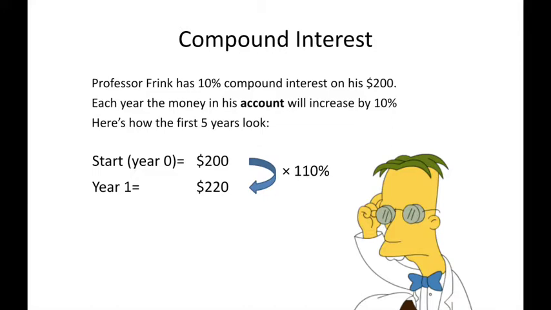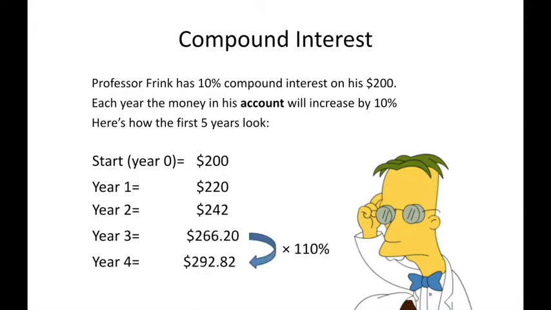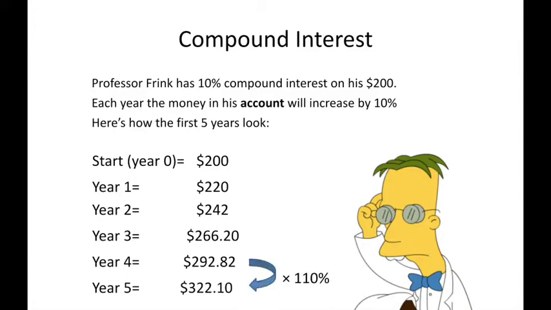So that's the same as Homer. But for the next year, he earns another 10% of $220. Now 10% of $220 is $22. You add that on, you get $242. Another way to do it would be just to go 220 times 110% to give you the $242. For the next year, times it by 110%, he's got a messy amount. Times it again, he gets another messy amount. Times it again, he gets another messy amount. So Professor Frink ends up after 5 years with $322.10.